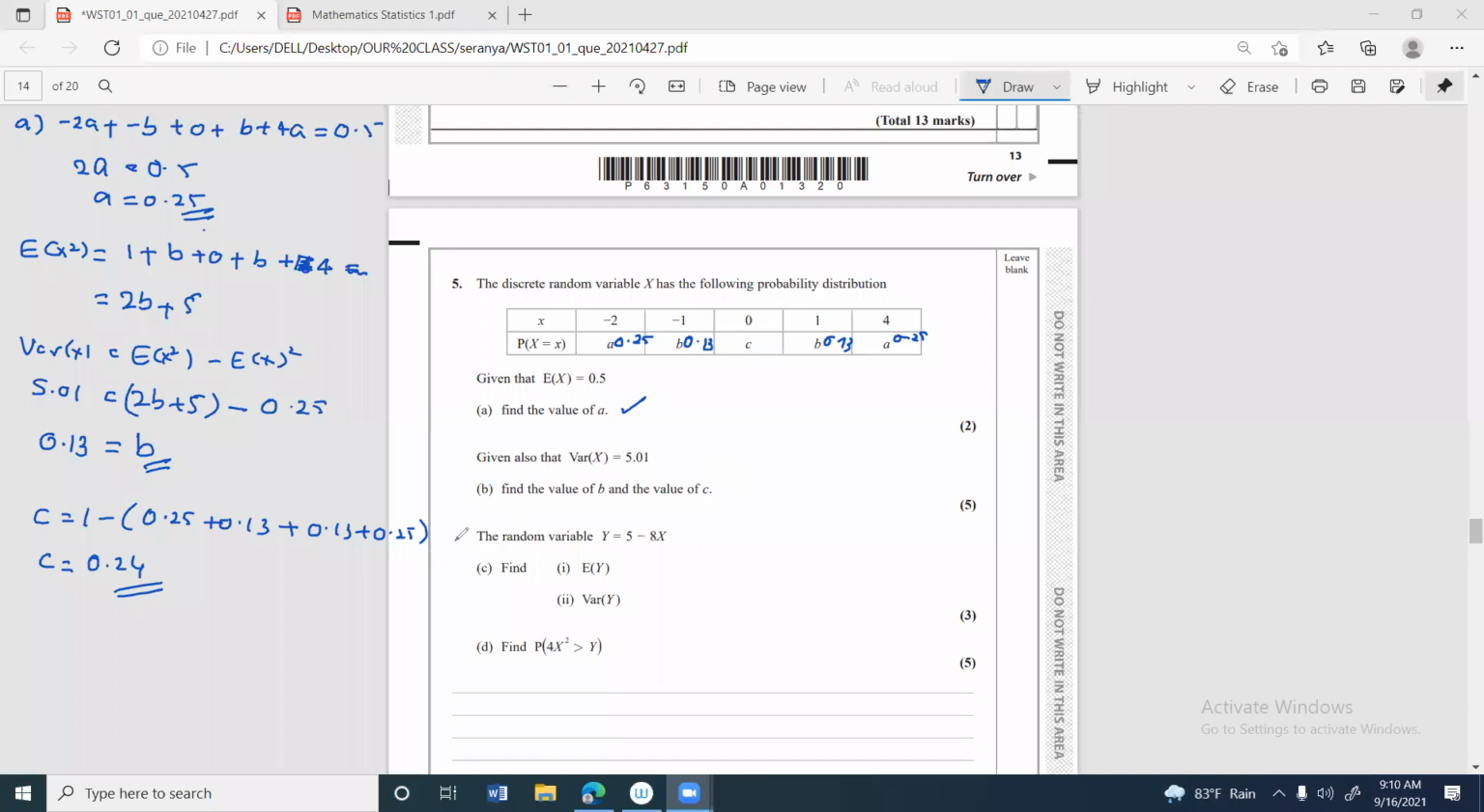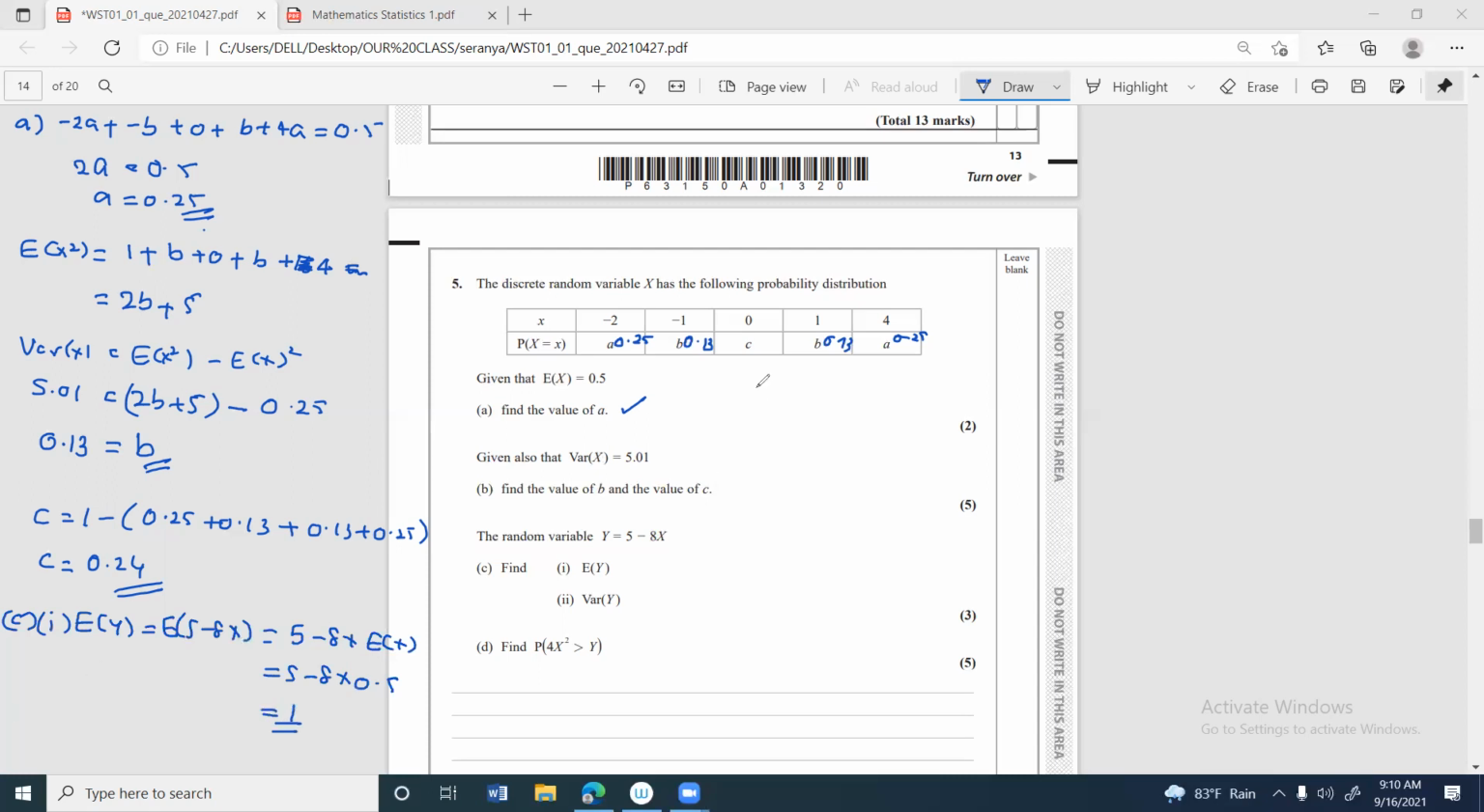Then what they mention is the random variable Y equals 5 minus 8X, find E(Y). E(Y) means the expectation. We know that Y is equal to 5 minus 8X. From the rules, this is 5 minus 8 times E(X). E(X) is 0.5, so it turns out to be 1. Simply you can get this answer.